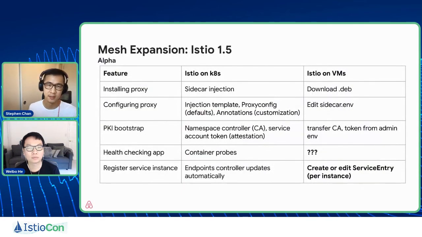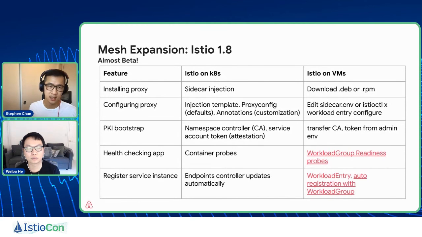Here's a high-level feature comparison of running Istio on Kubernetes and Istio on VMs as of 1.5. The two biggest gaps for us were that there was no automation for adding and removing VM instances from a service, and that there was no support for checking whether instances were healthy and ready to serve traffic.